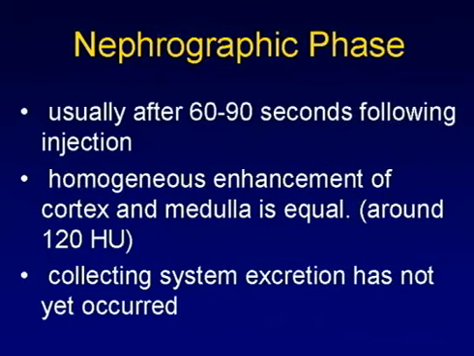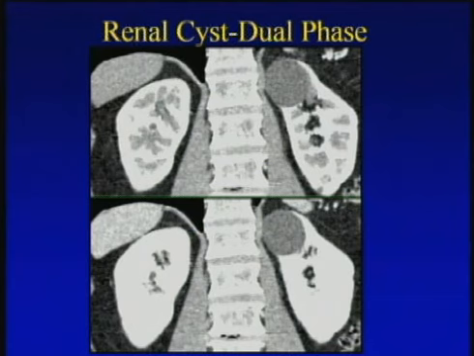Okay, nephrographic phase. We'll change phases. That's 60 to 90 seconds out. Cortex and medulla enhance equally. You don't have any excretion of contrast yet. Typically, the enhancement of cortex and medulla is around 120 Hounsfield units. Here's just a simple example. Again, the question, you see smaller lesions, smaller cysts potentially. I guess that's been shown to be true in some earlier articles.